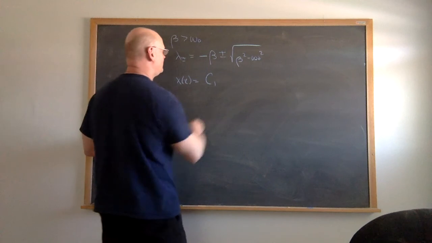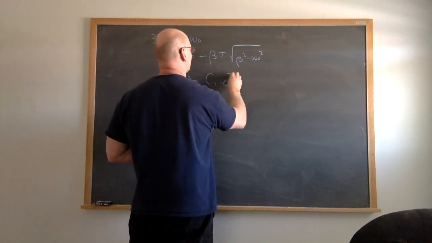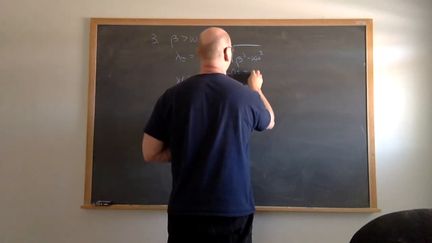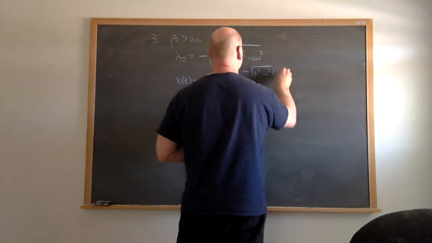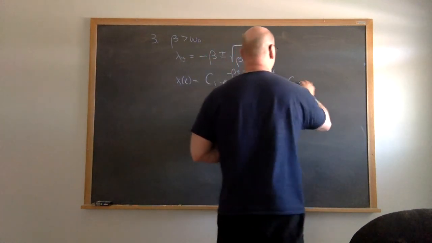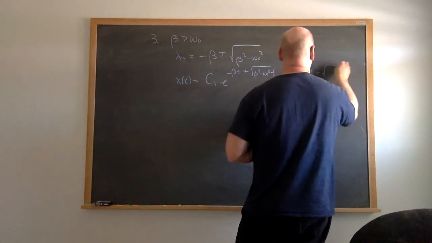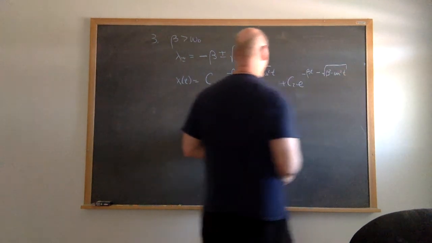So this is going to be C1 e to the minus beta times time, plus the square root of beta squared minus omega 0 squared times time, plus C2 e to the minus beta times time, minus the square root of beta squared minus omega 0 squared times time.